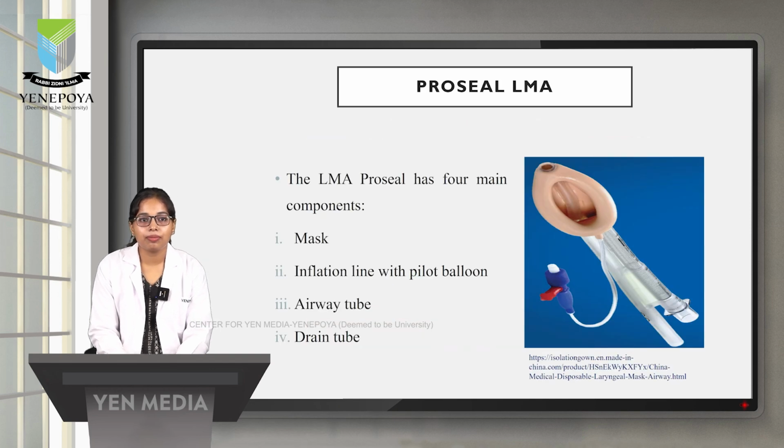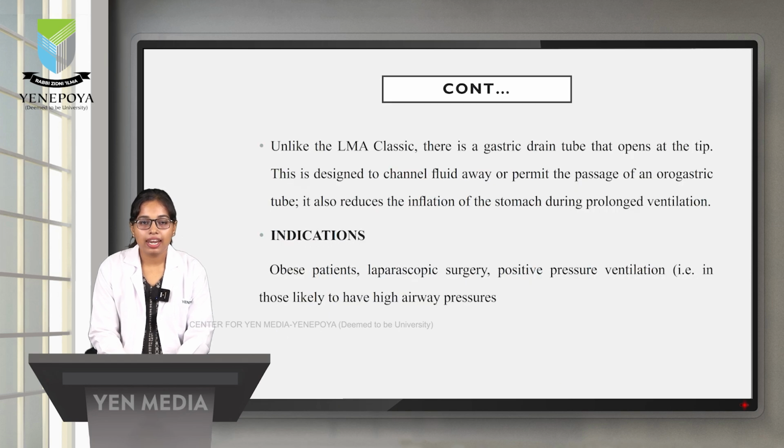And the ProSeal LMA. The LMA ProSeal has 4 main components: mask, inflation line with pilot balloon, airway tube, and the drain tube. Unlike the LMA Classic, there is a gastric drain tube that opens at the tip. This is designed to channel fluid away or permit the passage of an orogastric tube. It also reduces the inflation of the stomach during prolonged ventilation.